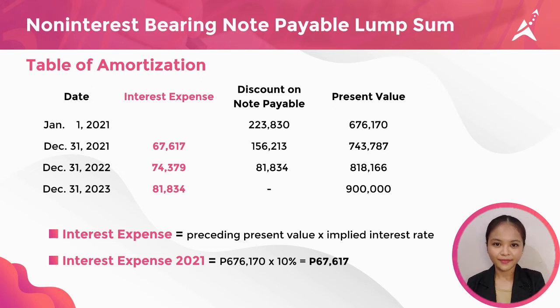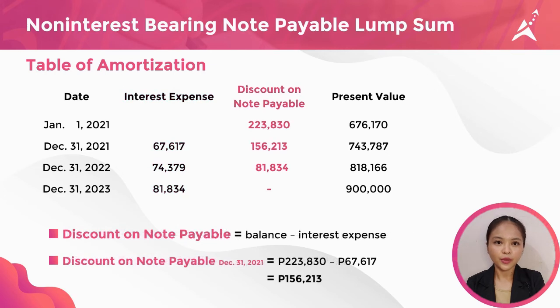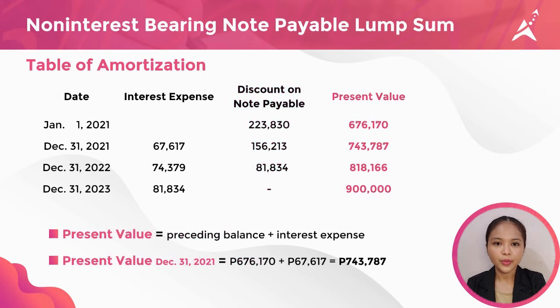67,617 pesos. Next, the column for discount on note payable represents the balance minus the interest expense every year. Thus, on December 31, 2021, the discount on note payable balance from January 1, 2021, which is 223,830 pesos, minus the interest of 67,617 pesos equals 156,213 pesos. Lastly, the column for present value is the preceding balance plus the interest expense every year.